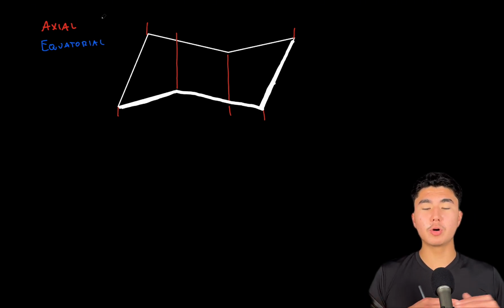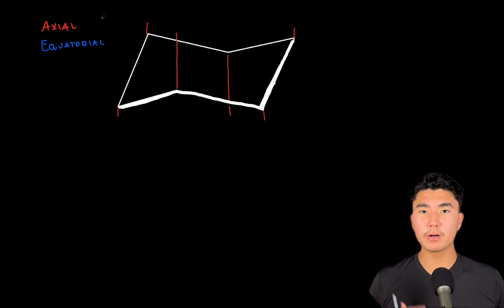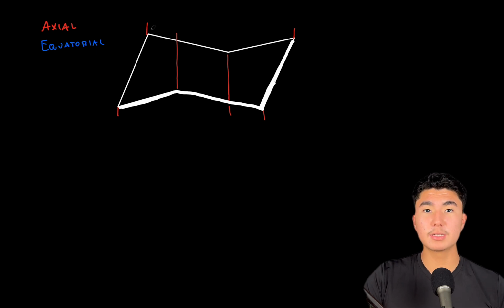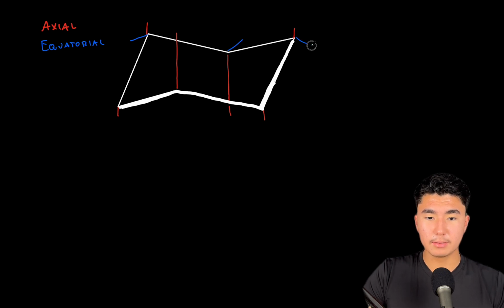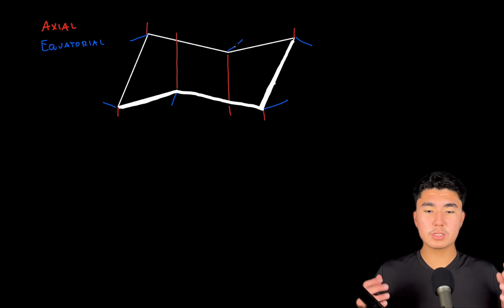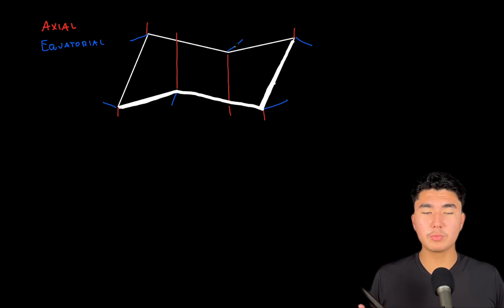And this is going to be going from side to side. Just like the equator is going around the Earth side to side, that's the exact same thing we're going to see with these equatorial positions. So we might have something over here, then down, and this is going to be up, and this is going to be this side and that side. So this is actually how we draw out our hydrogens with this axial and equatorial position.